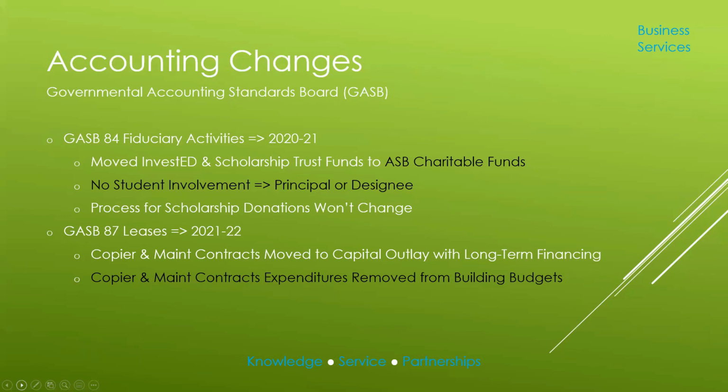We also have GASB 87 leases, which we need to implement in the 21-22 school year. And basically it moved copier and maintenance contracts to capital outlay with long-term financing, turns them into some leases. And we are going to move the copier maintenance contract expenditures from the building budgets. We need to administer those costs and codes centrally, so they will not be pushed out to building budgets. However, the copier overage will still be included in building budgets.